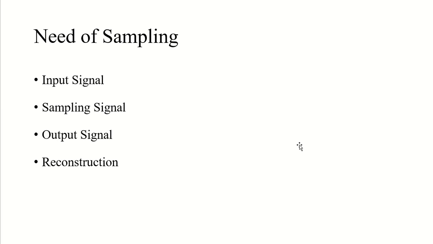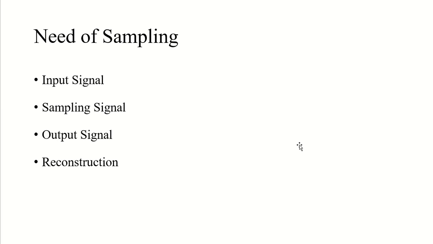After that we get our output signal. Once we decide the sampling time, we get our output signal. The output signal is the sampled version of the input signal, and it is a discrete time signal represented by x delta of t. The output signal is obtained by multiplying the input signal with the sampling signal in the time domain. So x delta of t is equal to x of t times s of t.